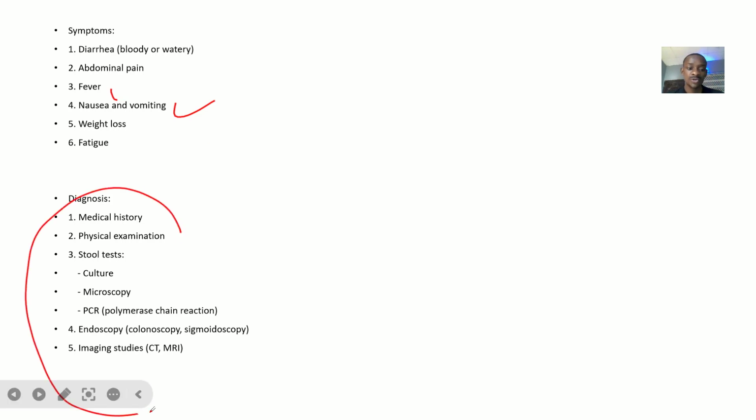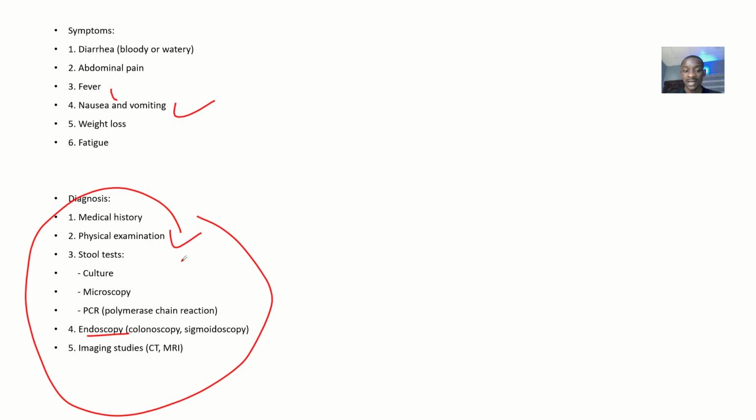How can we diagnose an infective colitis? You take a medical history of the patient, you do a physical examination, and you do some stool tests like the culture. When you are doing culture, you want to be specific. You want to find out the organism that is causing the problem. So culture, microscopy, polymerase chain reactions. Then you could do endoscopy, that is colonoscopy, sigmoidoscopy. Then imaging studies like the CT scan and the MRI scan could also help you have a view of how the internal environment of the gastrointestinal tract is.